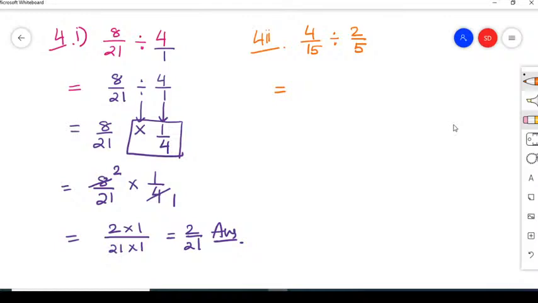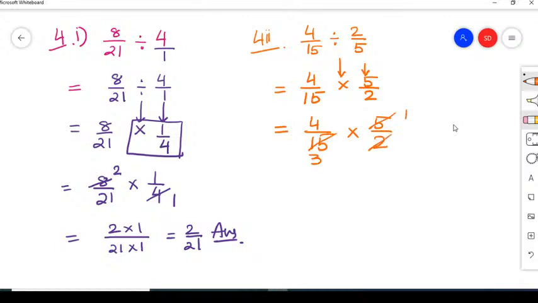Okay, so Hina says it's 2 by 3. Let's see. 4 by 15. And remember, this will become multiplication and this will become 5 by 2 together. So I'm writing it again over here so that I can do the cancellation and it doesn't look clumsy. 3 5 ones are 5, 5 threes are 15, 2 ones are 2, 2 twos are 4. So that's 2 into 1, 2, divided by 3 into 1, 3.